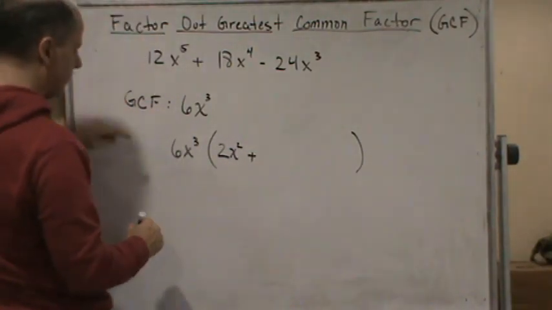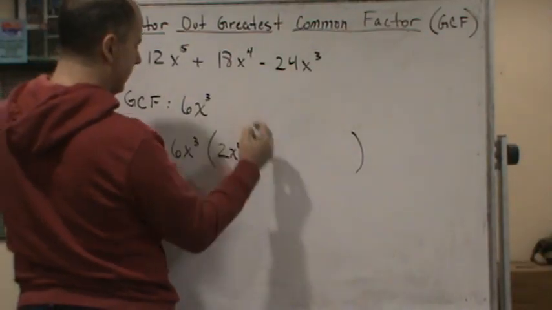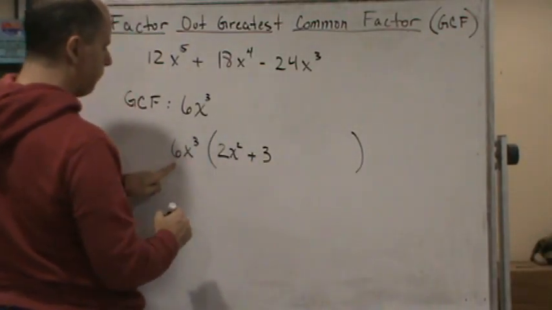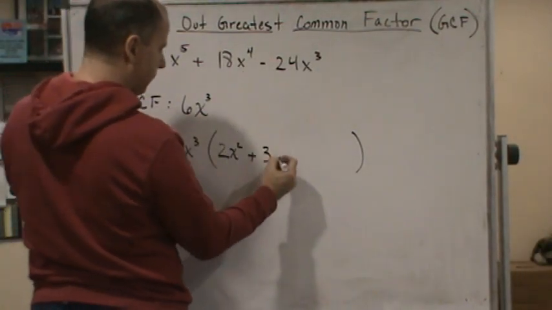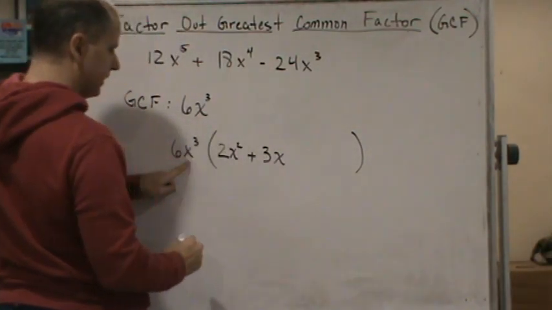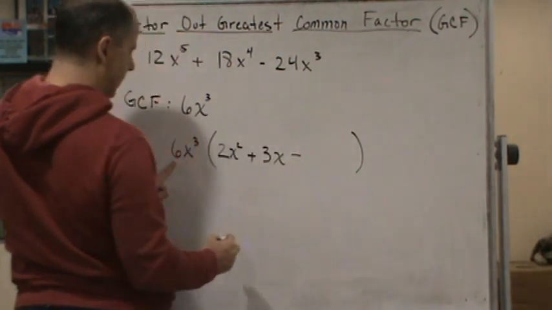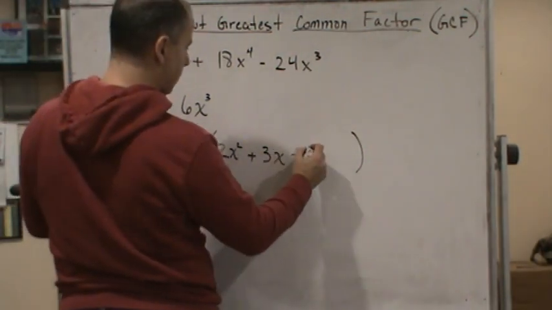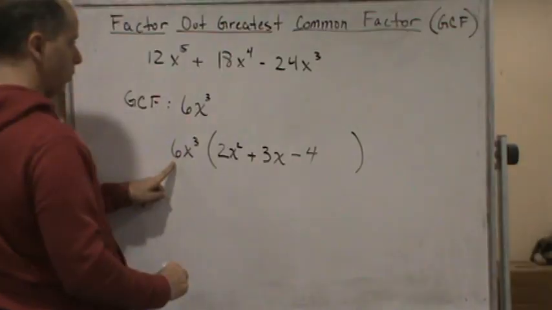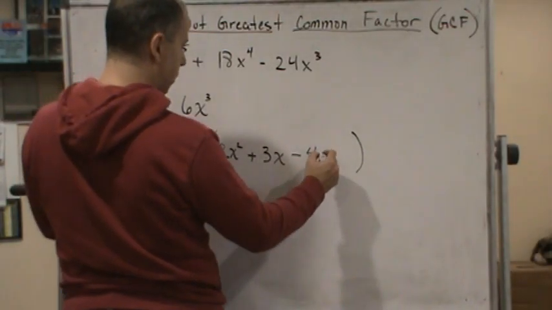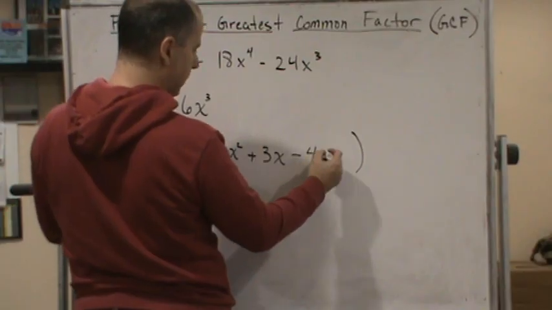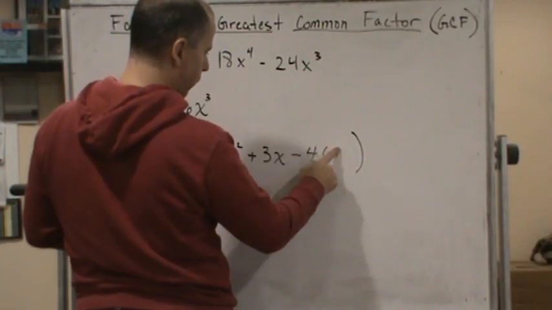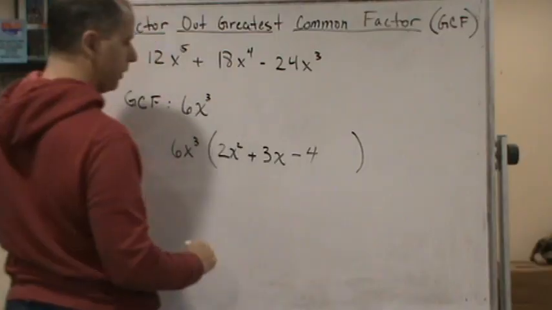Plus, now we're going to say 6 times what equals 18? That's going to be 3. And then x cubed times what equals x to the 4th? That's going to be x. And then we have minus, and finally we have 6 times 4 will give us 24. And then x cubed times 1 is going to give us x cubed. So we don't need to put the 1 here, we can just ignore that because 4 times 1 is still 4.